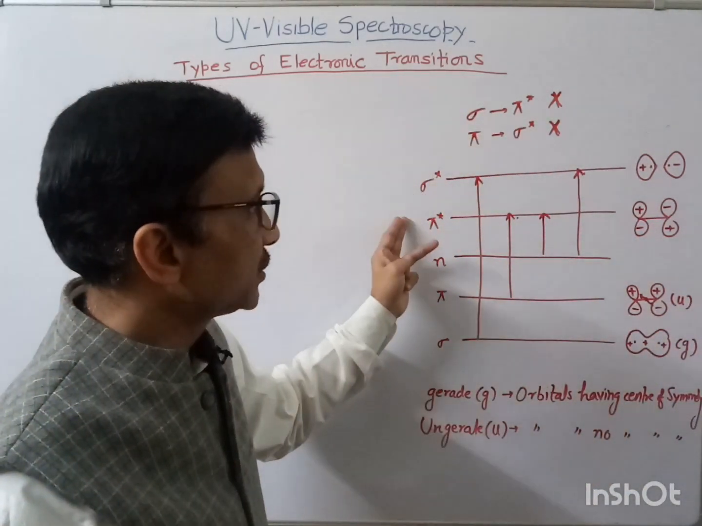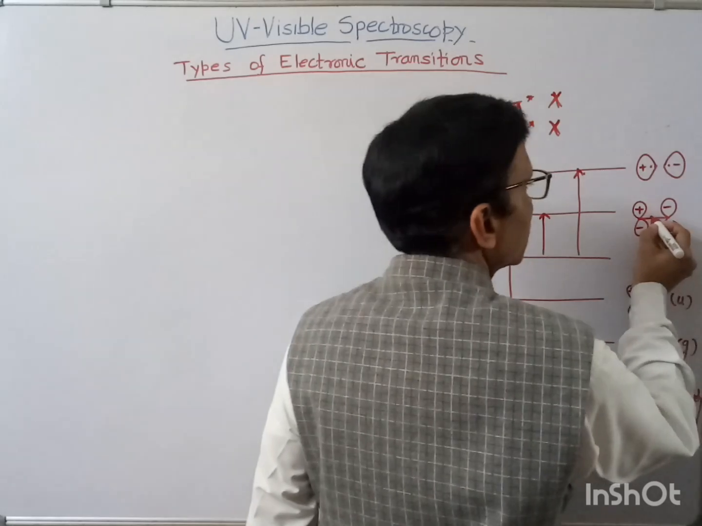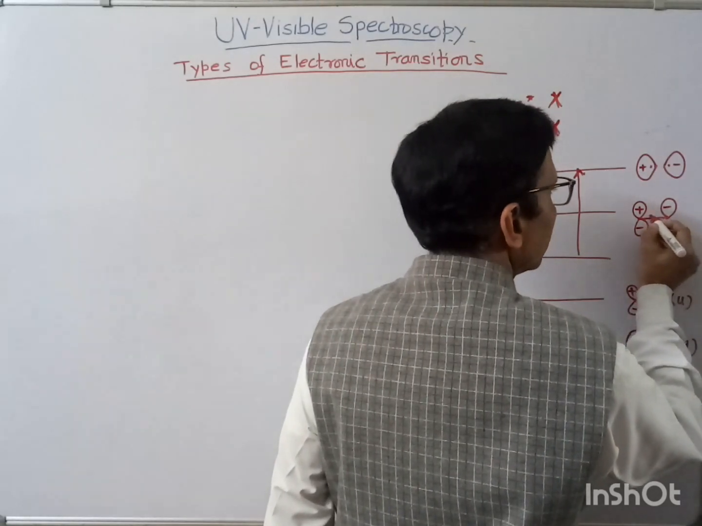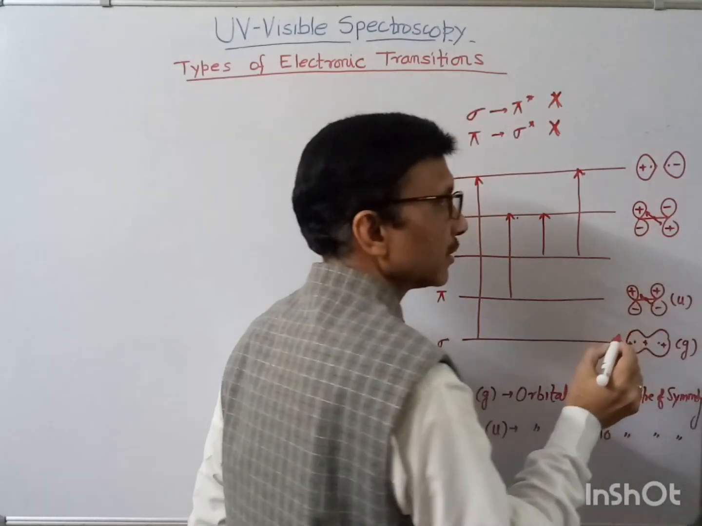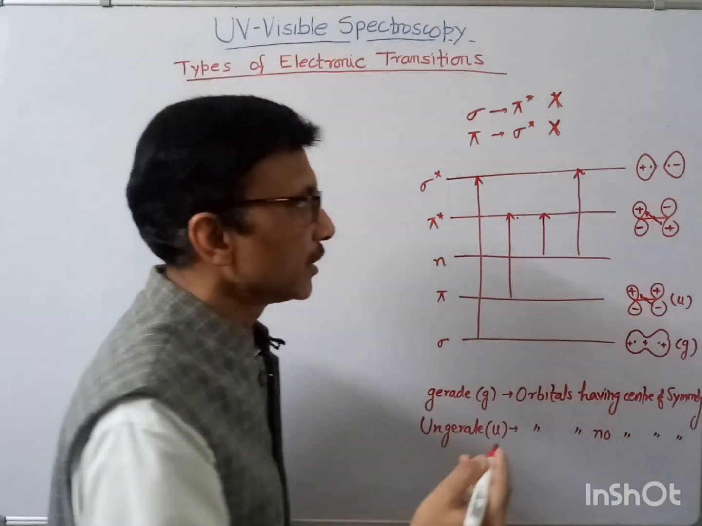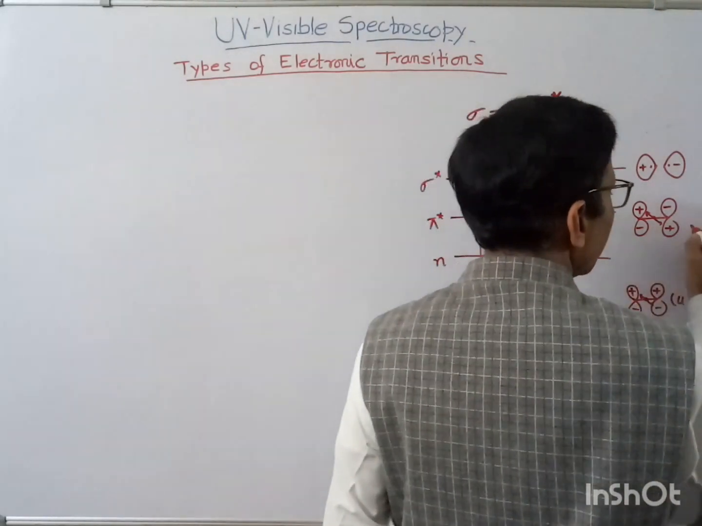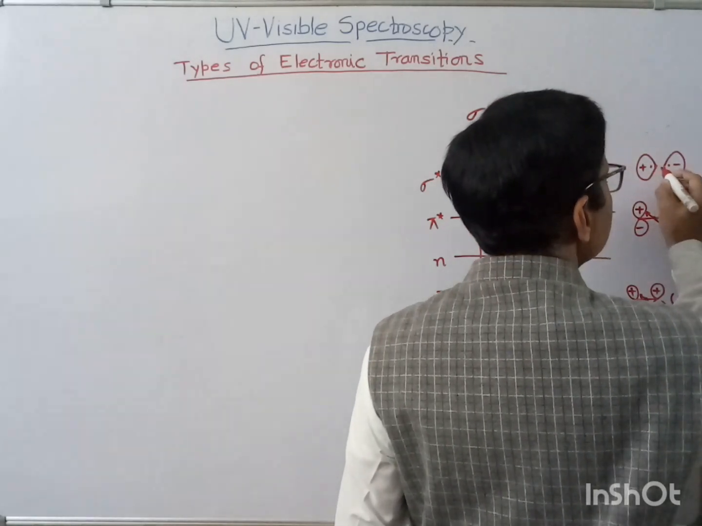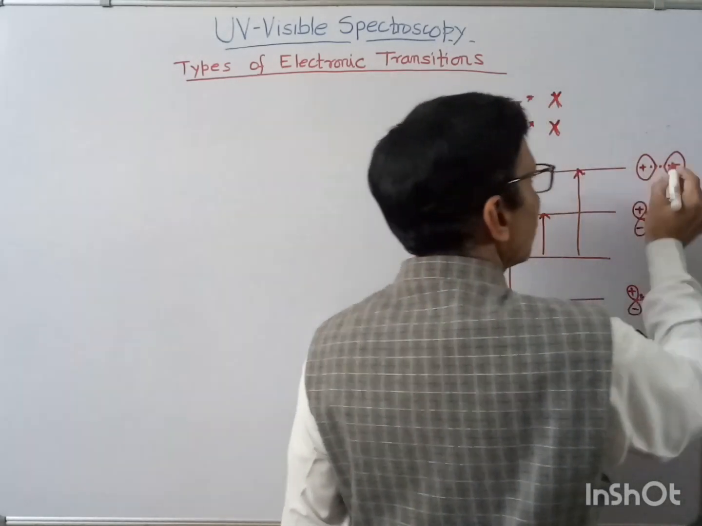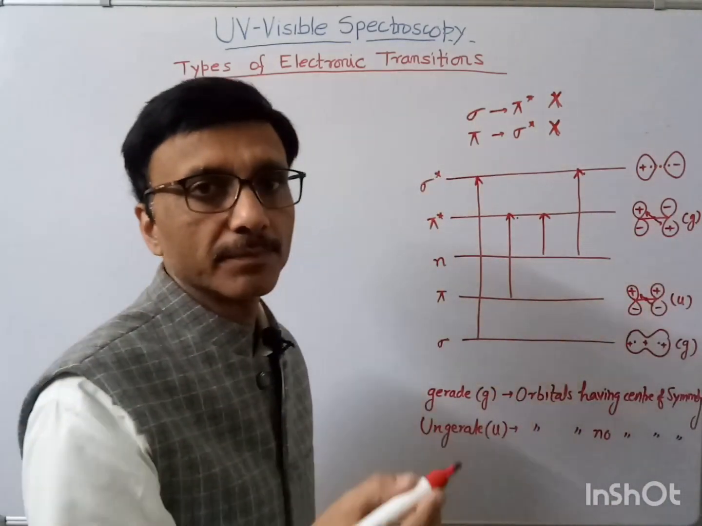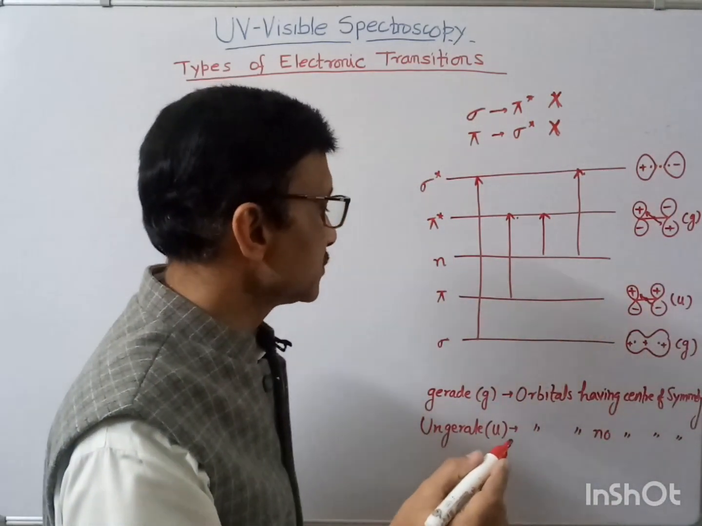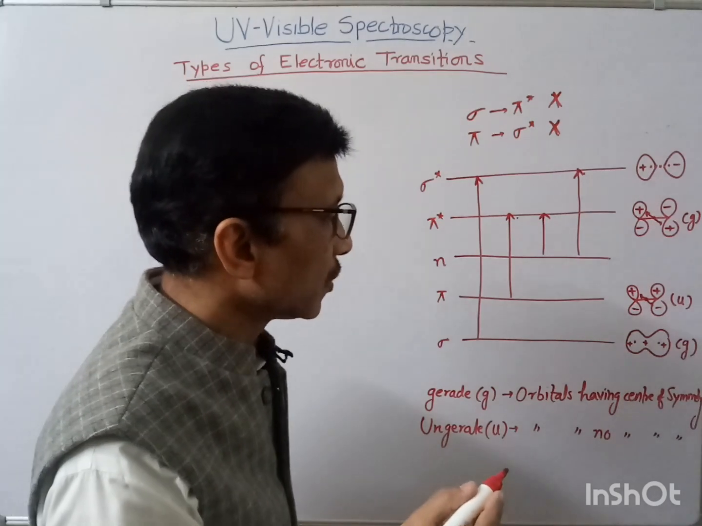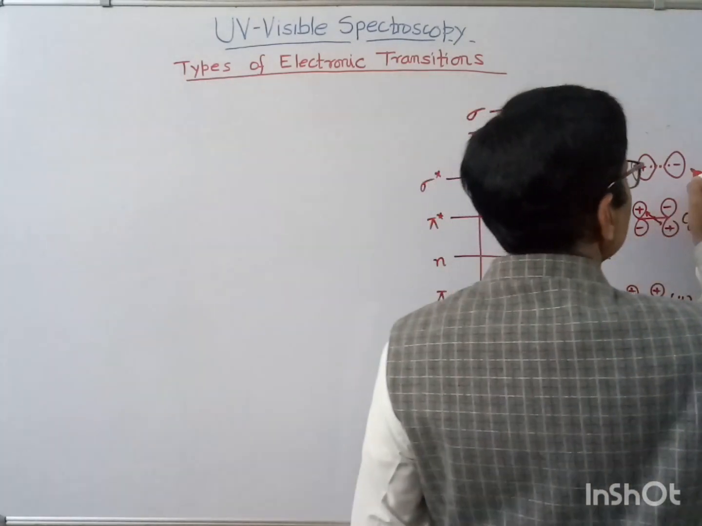Now for pi star, from the center, if we move in opposite directions, both signs are the same. So this is the symmetric molecular orbital, that's why you can say this is G. And this one again from the center, if we go in opposite directions, we get opposite signs. That's why it is non-symmetric, or it has no center of symmetry.